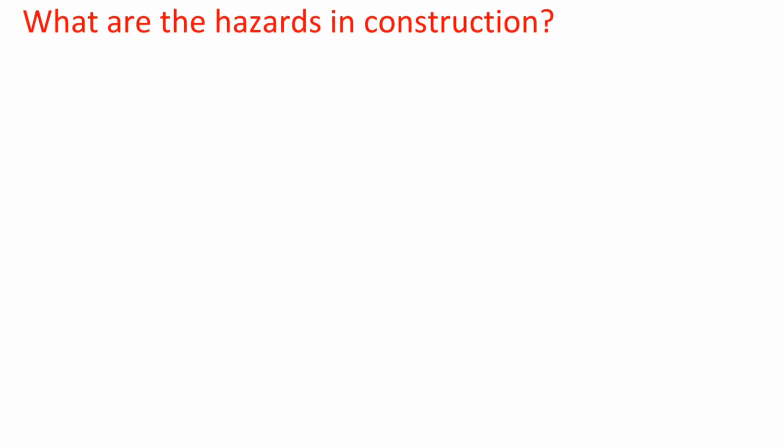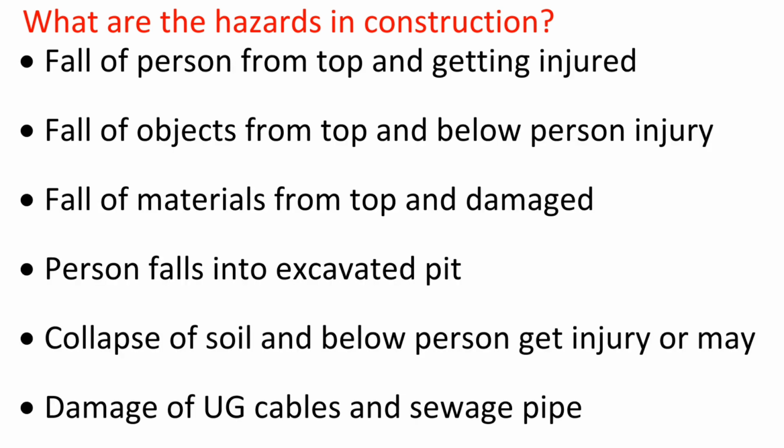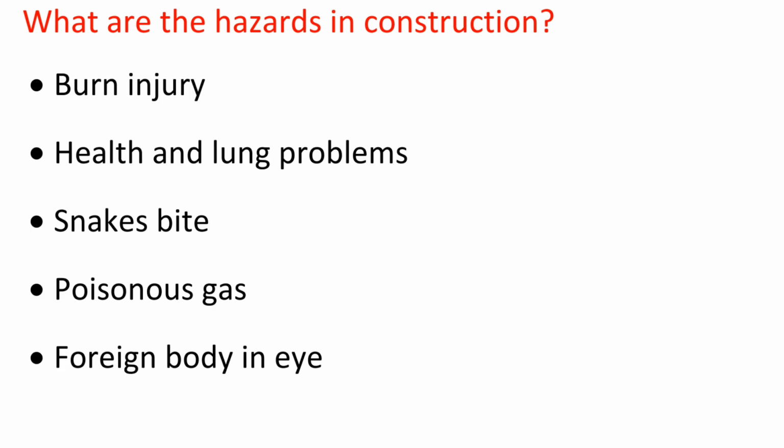Question. What are the hazards in construction? Answers. Fall of person from top and getting injured. Fall of objects from top and below person injury. Fall of materials from top and damaged. Person falls into excavated pit. Collapse of soil and below person gets injury. Damage of U-cables and sewage pipe. Burn injury. Health and lung problems. Snake bite. Poisonous gas. Foreign body in eye.